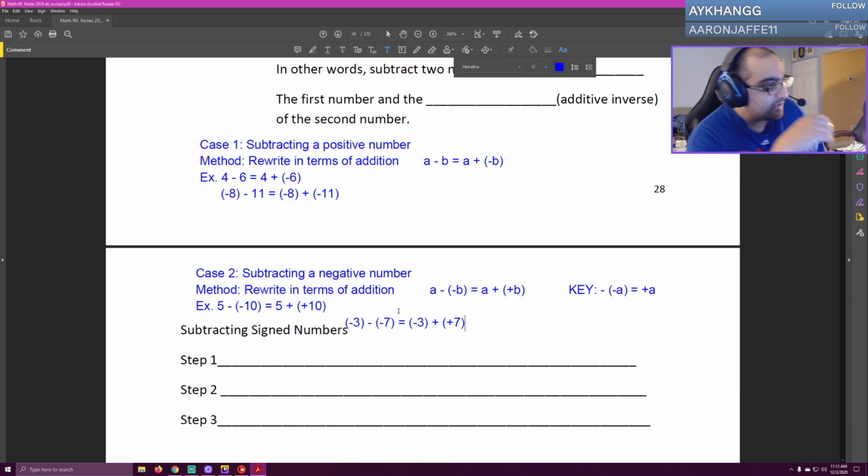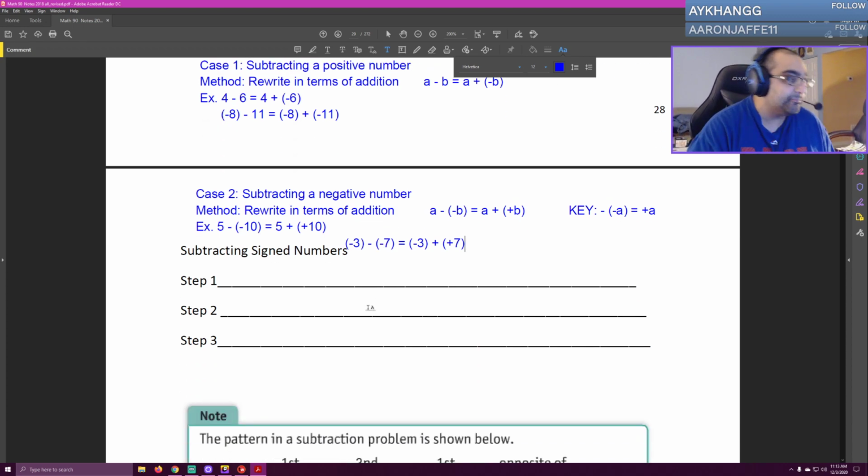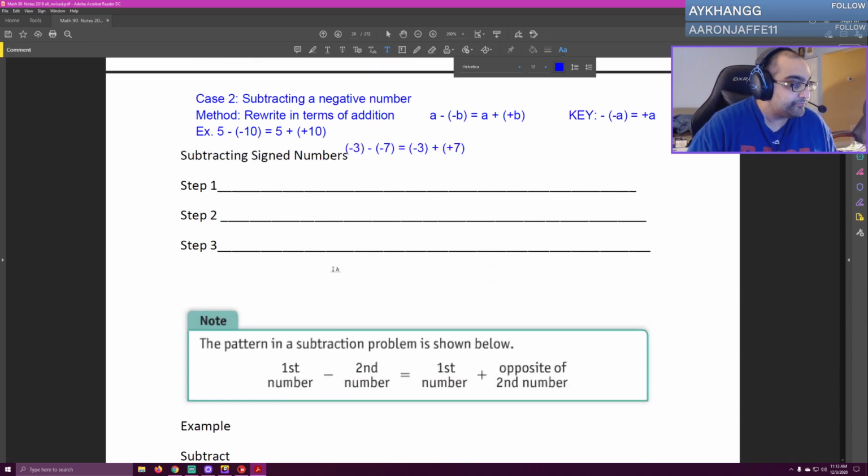So again, we're just talking about rewriting these problems using these two cases that you see up here on the screen. All subtraction is going to fall underneath one of these two classifications, and that's because we want to put it back into terms of what we talked about for addition on Tuesday.